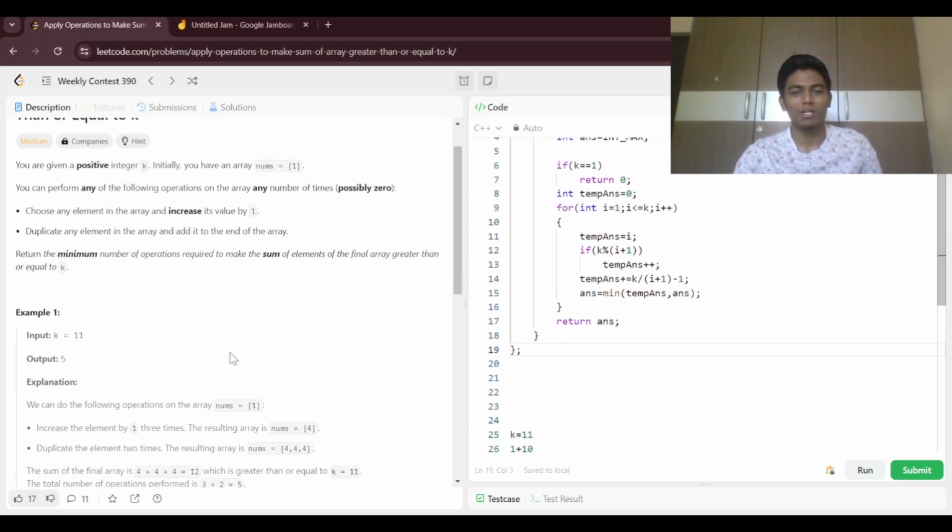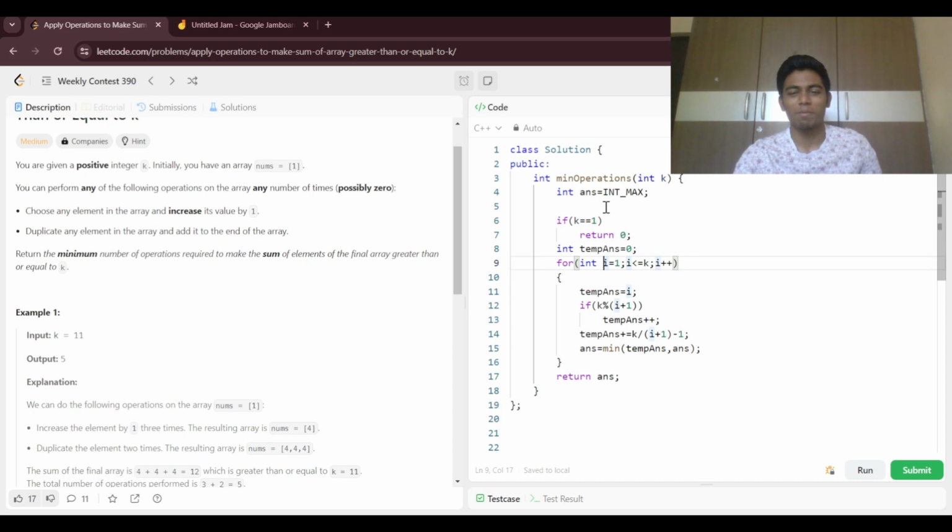And then if we come to the time and space complexity, the time complexity is going to be big O of k, and the space complexity is going to be big O of n.